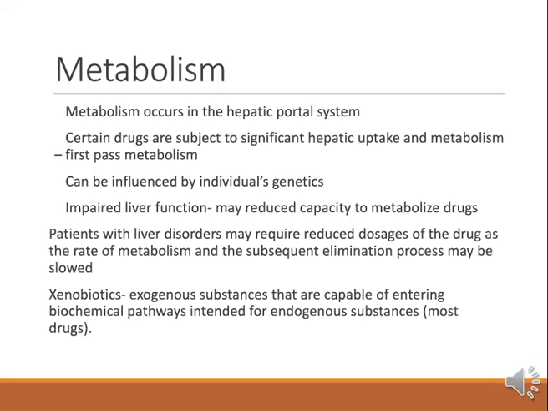The drug metabolism occurs in the hepatic portal system. Certain drugs are subject to significant hepatic uptake and metabolism. This is known as first-pass metabolism. It can be influenced by the individual's genetics, so that's something to always keep in mind. In terms of impaired liver function, that can reduce the capacity to metabolize drugs. So a lot of it gets metabolized in the liver, and that's why you always hear the liver plays a major role when a person takes a high amount of medications, right?